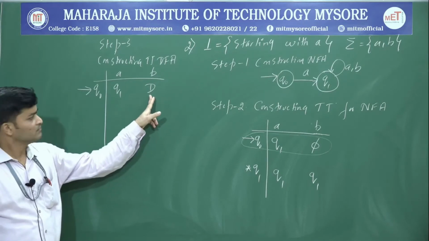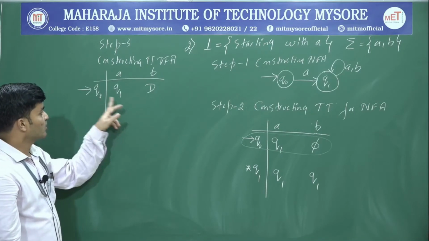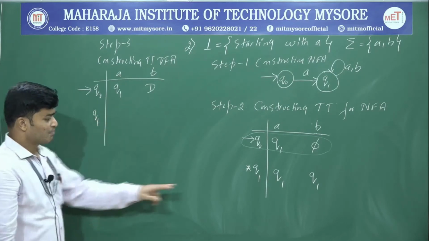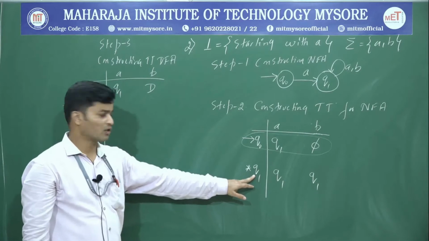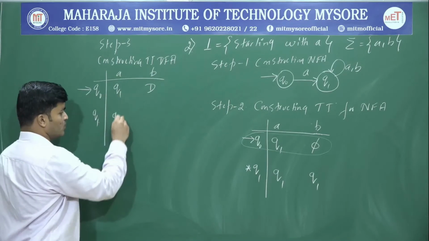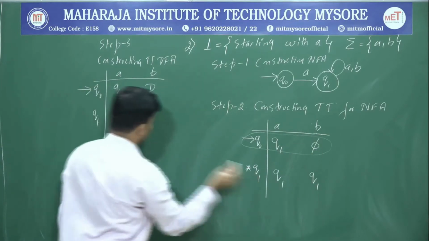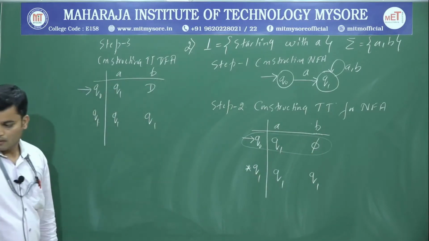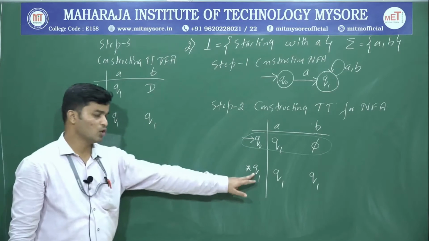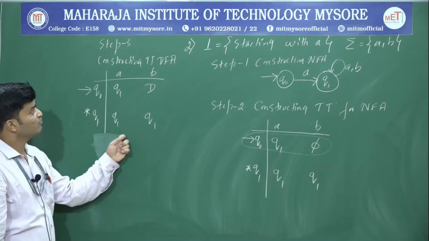Now there is a transition for Q naught, and we got one more new state, Q1. Now write the transition for Q1, taking help from the previous table. What is Q1 upon A as well as B? Q1 upon A is again Q1. Q1 upon B is again Q1. Write that as it is. This is the transition table for the DFA, where the accepting state is Q1, so here also Q1 becomes the accepting state.